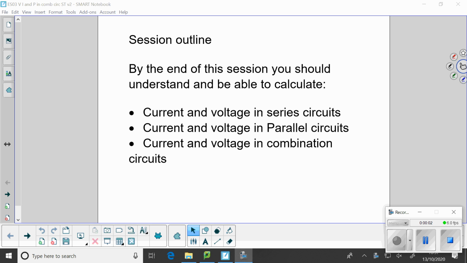So, session outline. By the end of the session, you shall understand and be able to calculate current and voltage in series circuits, and current and voltage in parallel circuits. We'll do the two separately, and then we'll culminate right at the end, mixing it all up and doing current and voltage in combination circuits. Okay, so that's the plan.